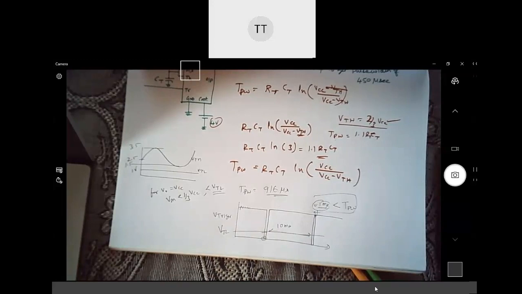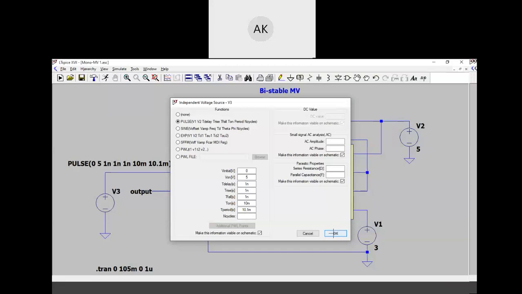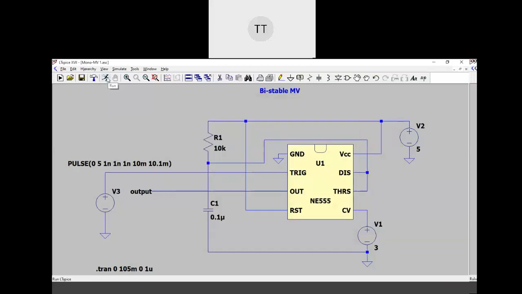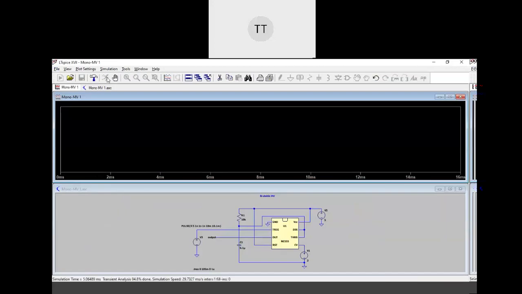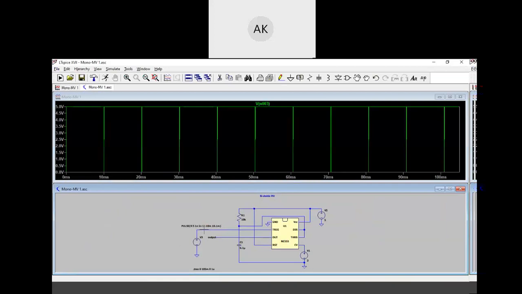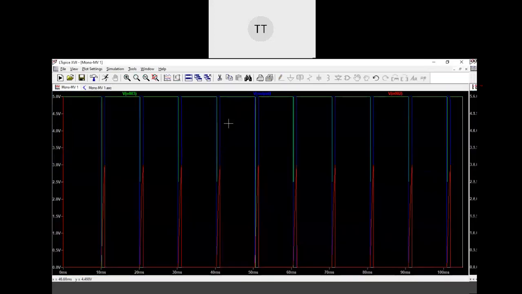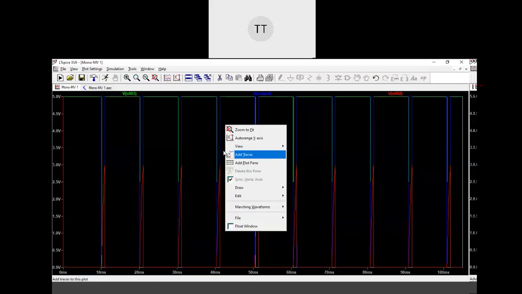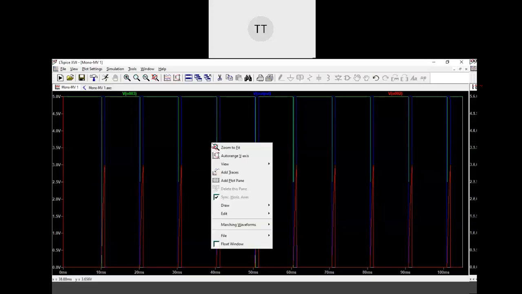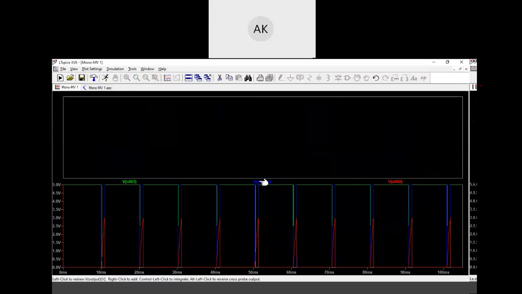Yes, sir. Okay, let me just go back here and then save this and then run. Shall I see what is the input waveform? Shall I see what is the output waveform? Shall I see the capacitor voltage? I'm seeing all of them. What is control voltage now? 3 volt. Perfect.